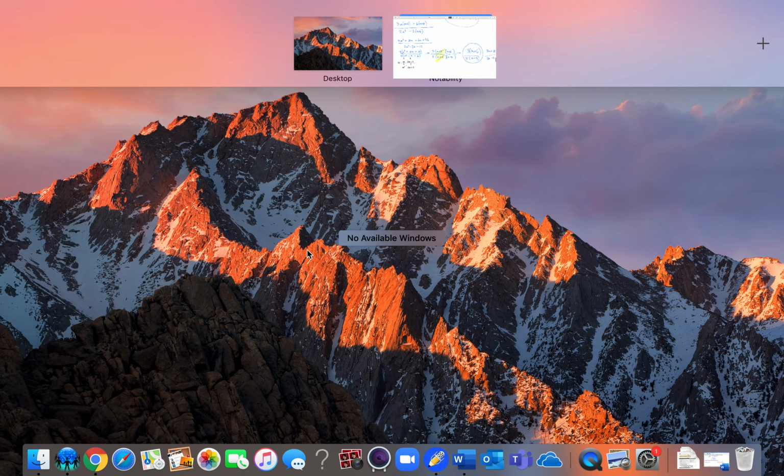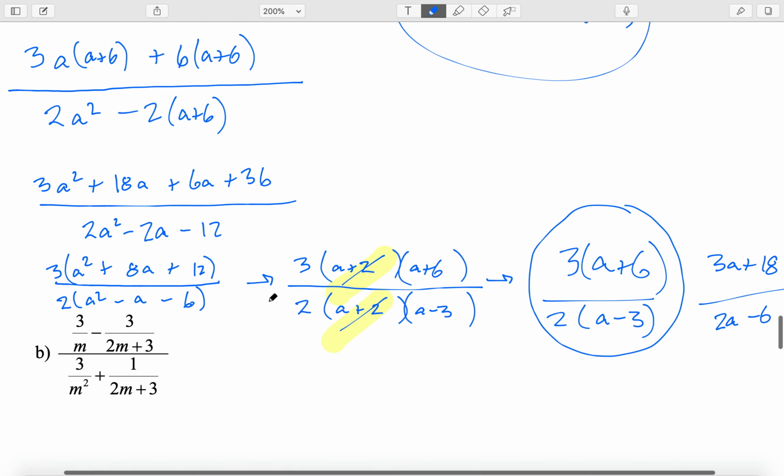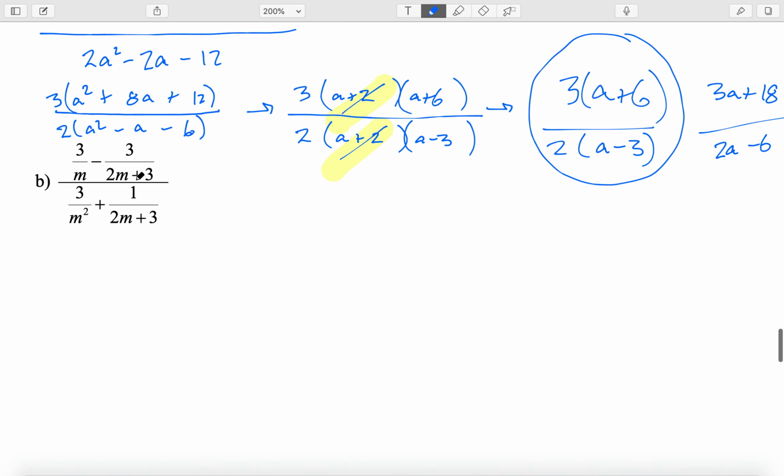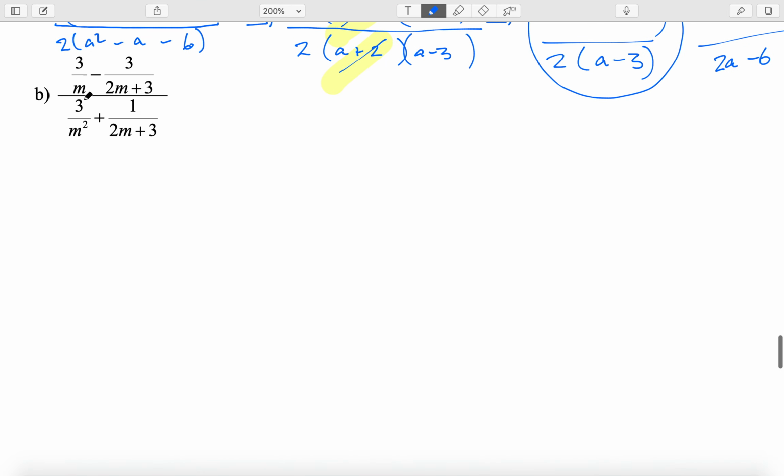Okay, let's do this one more time. Let's bring this back. Okay, look at this beastie. This fraction minus this fraction and this fraction. Okay, so 2m minus 3 is going to be part of my lowest common denominator. I can already tell. So let's do the LCD. The LCD's got to have a 2m plus 3.